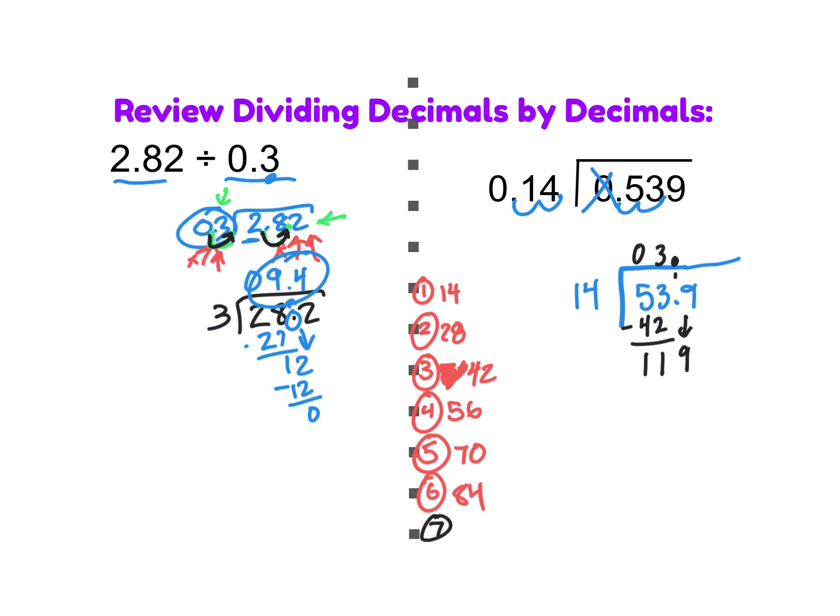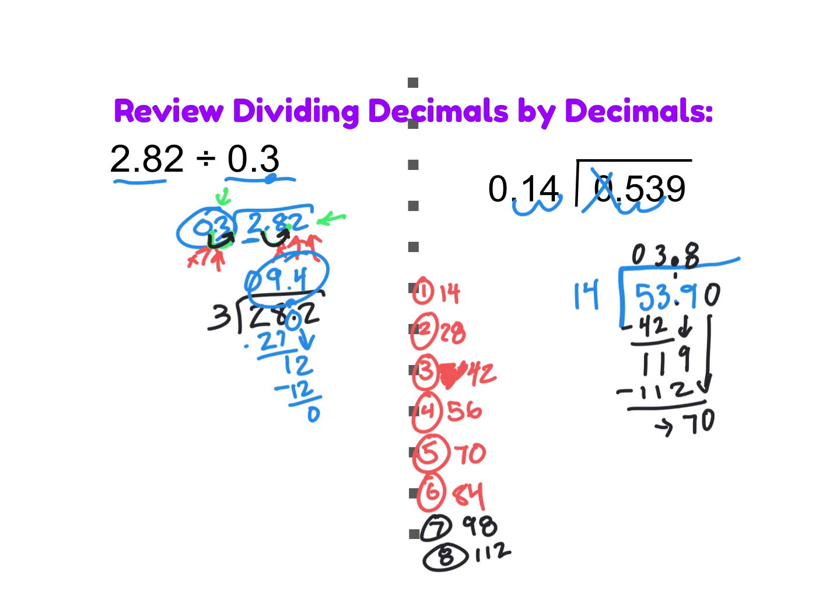So 7 times 14, I'm going to go 98. I could probably do 8. Let's see, 14 is 112. Yep, that's where I'm at. So 8 times 14 is 112. Subtract, I get 7. Here's a situation where I still have a number here, but I ran out of numbers up top. So I'm going to add a 0, and I'm going to bring it down.